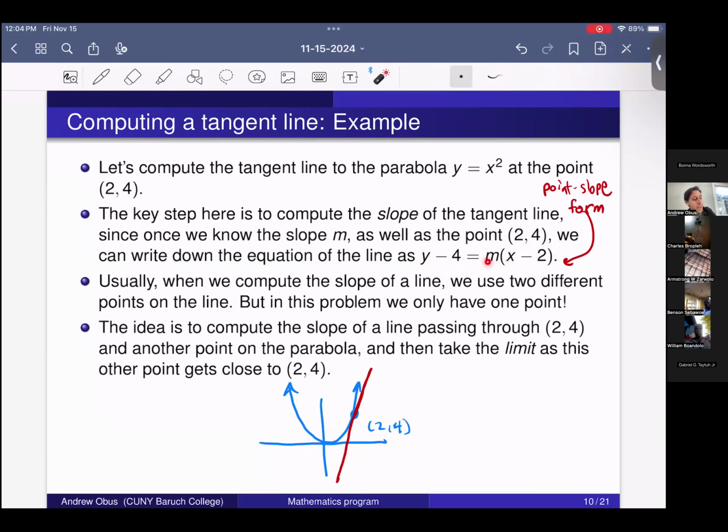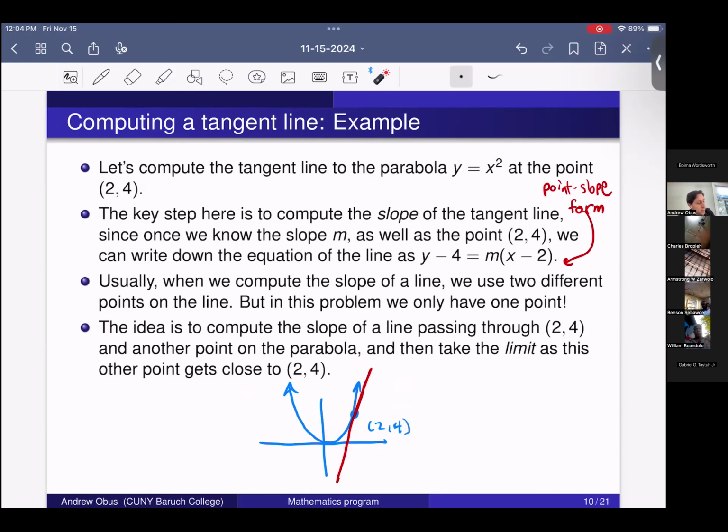So the whole problem is to compute the slope, right? That's what we need to do. If we can compute the slope, we win. Now usually if I give you a line and I tell you to compute the slope of the line, what you need to have is 2 different points on the line. The slope is the rise or the change in y value divided by the run or the change in x value. But in this setup, we're only given 1 point on the line. We only know 2,4. We don't know any other points on the line. So what are we going to do?